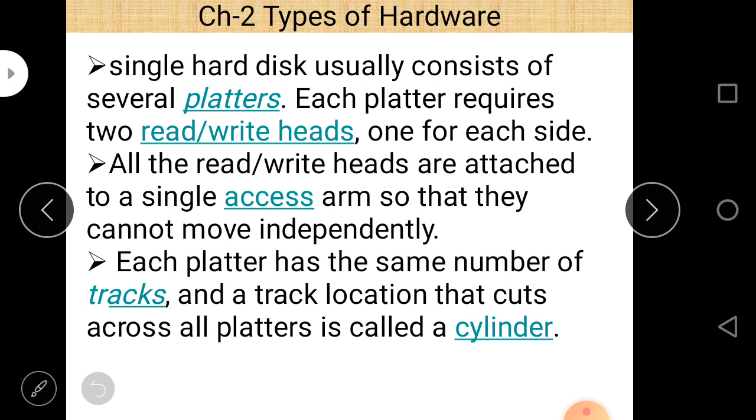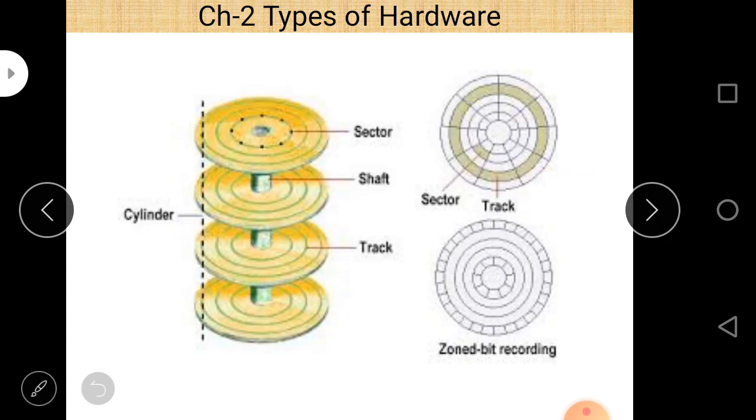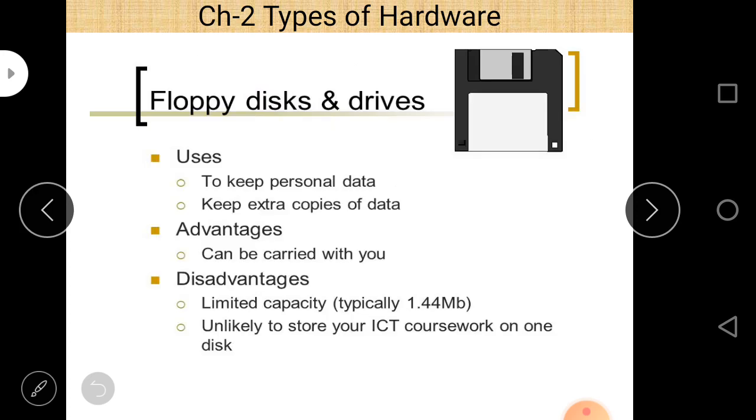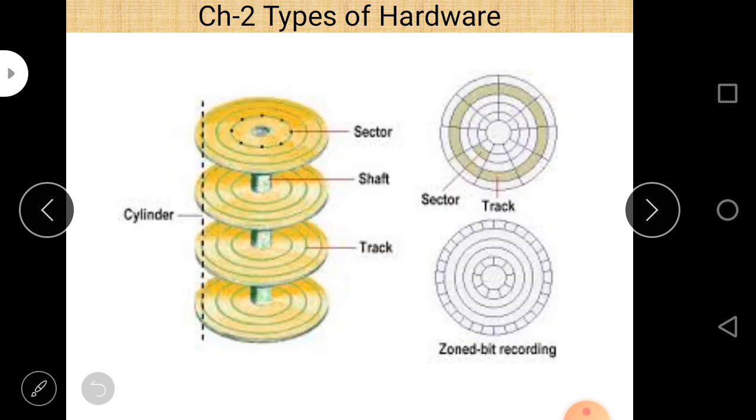First of all, let us see its diagram again. This is the diagram. You can see that these are the disks or platters. A single hard disk usually consists of several platters. We can easily see that there are several platters here: 1, 2, 3, 4.